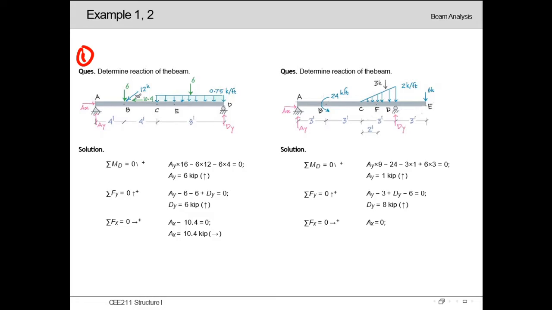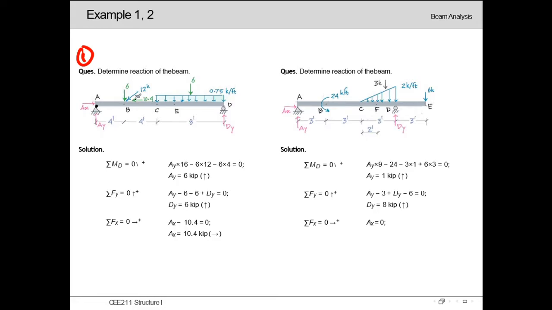So the first step is to draw the free body diagram. Free body diagram is simply replacing the support with the reactions. As here is a pin support, this pin support will be replaced by two reactions, which are AX and AY. Similarly, at point D there is a roller support. We know that a roller support is replaced by a single reaction in the vertical direction, which we have denoted as DY over here.